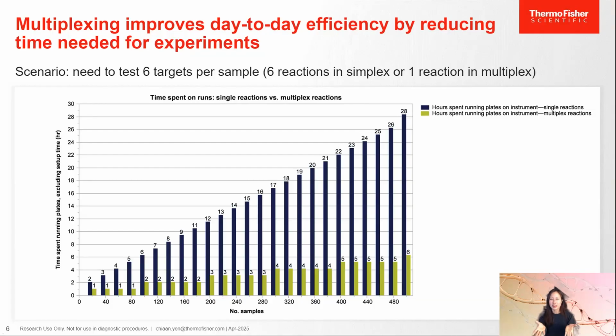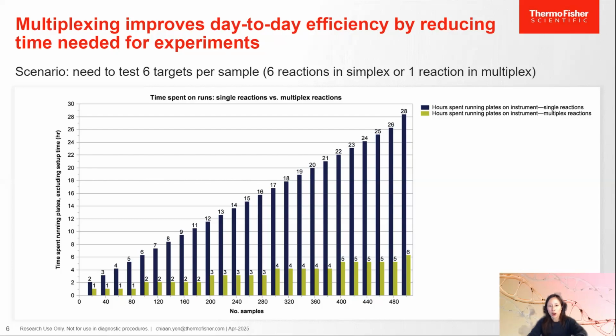And then finally, for this hypothetical scenario to demonstrate the benefit of multiplexing, here I'm graphing the number of hours spent running the plates on a qPCR instrument. So for the single target workflow in Navy, as you can see, the amount of time it takes to run the experiment is a lot longer as you have more and more samples. And again, just looking at one data point, if you look at, say, 280 samples with the multiplex workflow, it only takes 3 hours versus 16 hours for the single target workflow.